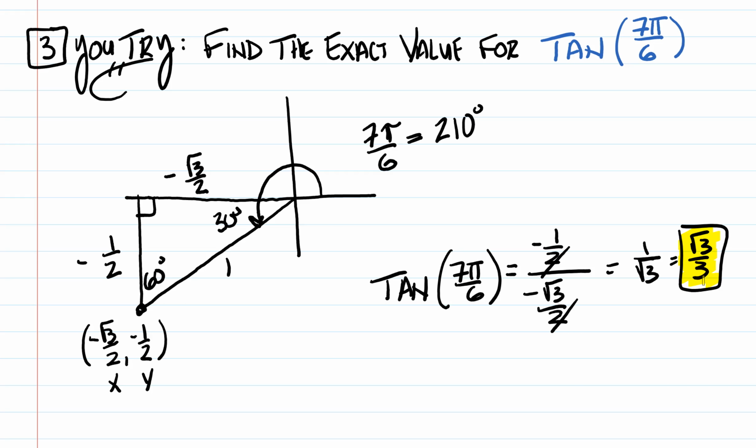Hopefully you got the right answer of radical 3 divided by 3, because this is the exact same picture as the one we did in the previous example, except I just gave you a different angle. 7 pi over 6 is the same thing as 210 degrees. So I draw the triangle in quadrant number 3. I have a 30-degree reference angle, which means this has to be 60 degrees. So this is going to be rad 3 over 2, 1/2. Both are negative. Take the quotient of the Y and the X terms, and you get radical 3 divided by 3.